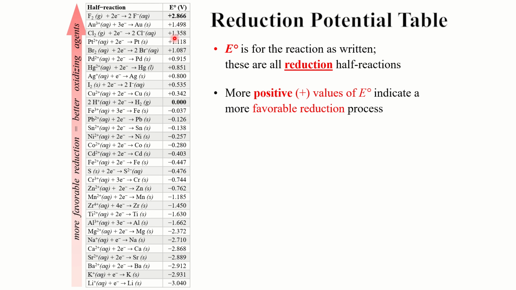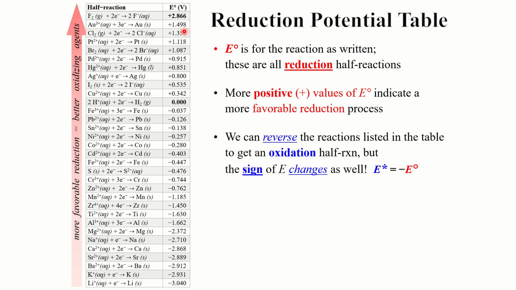So the more positive values here indicate a more favorable reduction process. So fluorine, for example, F2 plus 2e- to form two fluoride ions, has a reduction potential of plus 2.866. So a positive value here actually means that this cell will produce voltage. This is a favorable reduction process. So the further up this table you are, the more favorable the reduction process is, which makes these species good oxidizing agents because they are very good at taking electrons, especially the ones above 0.